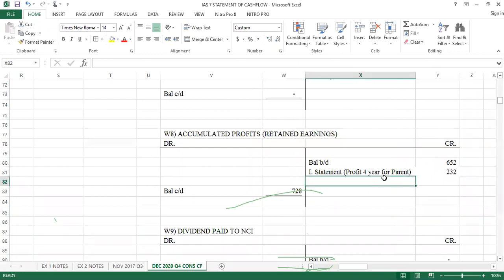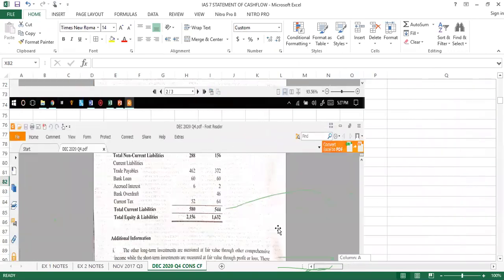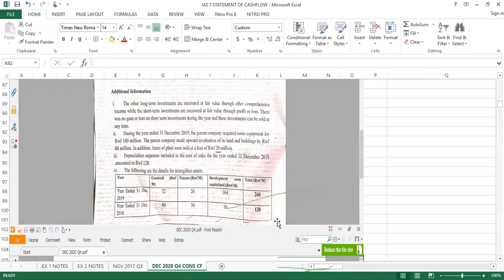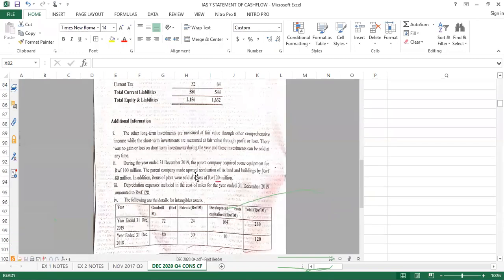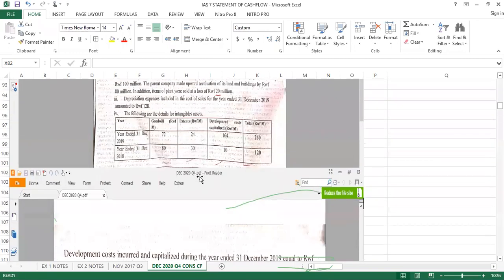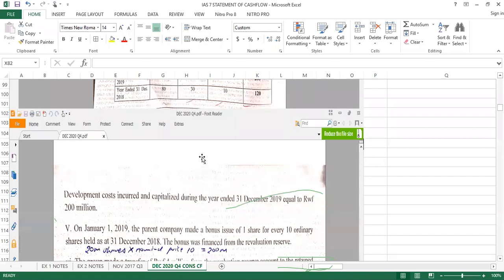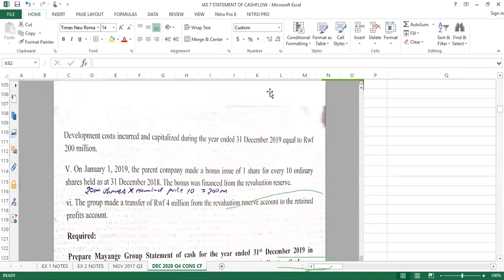And again, understand there was another additional item. I've read many questions until I saw something that was transferred to retained earnings. I saw some reserve that was transferred to retained earnings. Anybody can identify it? Okay, thank you, I've seen it. Additional information.